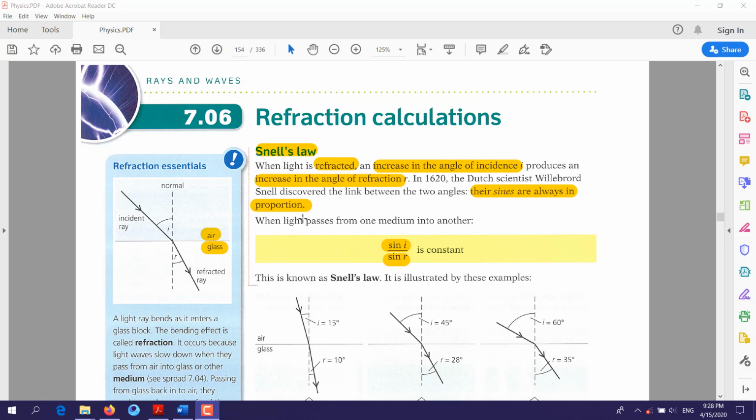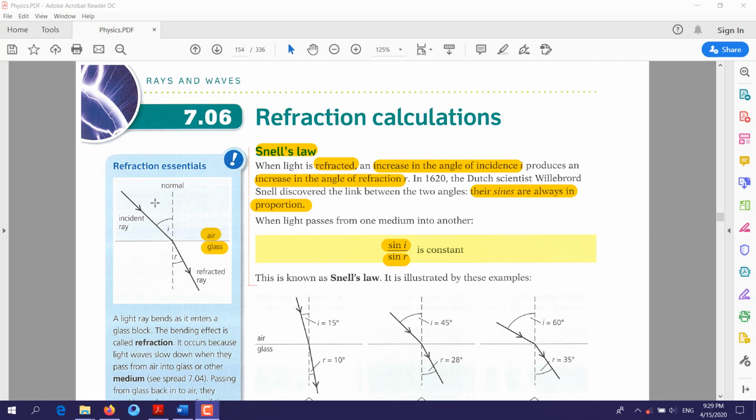Hello everyone, our lesson today is about refraction calculations. Firstly, each of you should be able to define the word refraction, or explain what you mean by refraction. Refraction is the bending of the light ray.